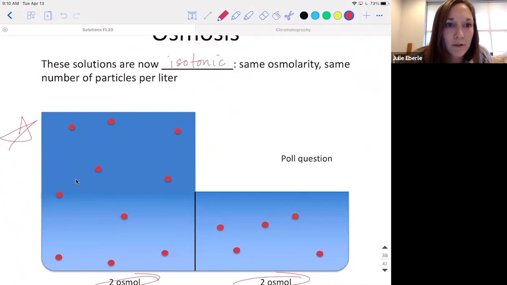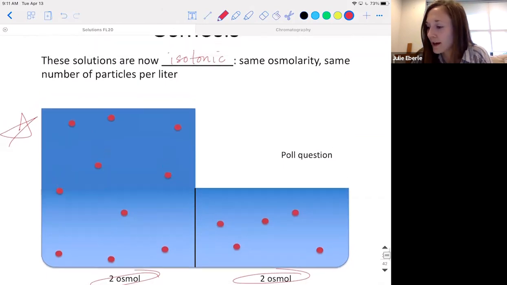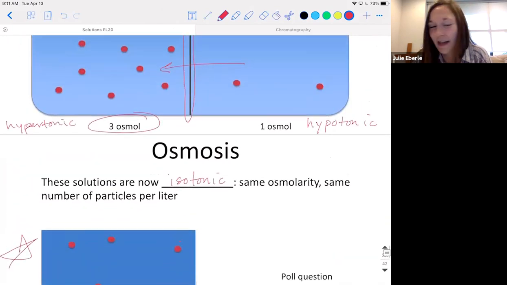All right, we got 88% voted. I don't see the numbers going up anymore. In the poll, most everybody said hypo. Okay, whoever threw in isotonic, double check. If it's a lower osmolarity, we call that hypo, right?